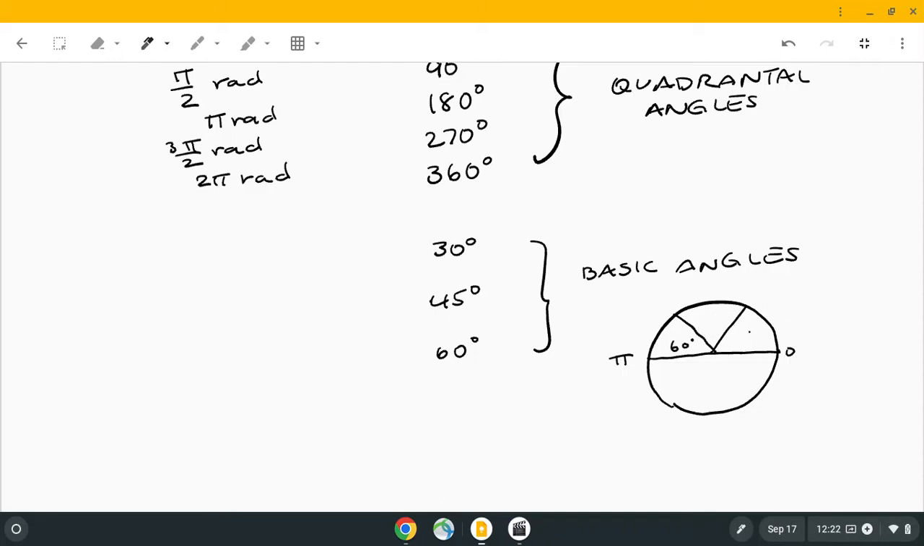So we know that each of these is 60, right? Therefore, in relation to radians, we have 3 pieces here, right? So if we're only talking about this piece here, then we only have 1/3. One of the 3 slices, we only have 1/3 of pi, right? So 60 degrees is 1/3 pi radians.